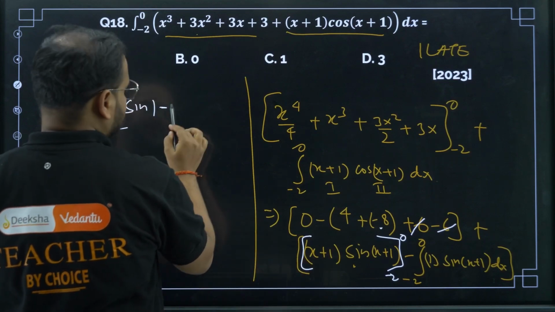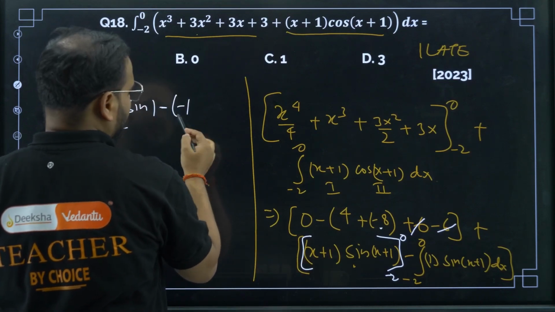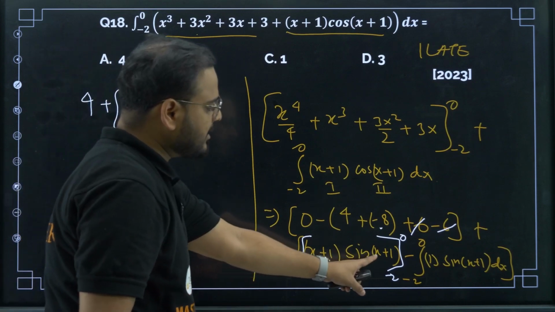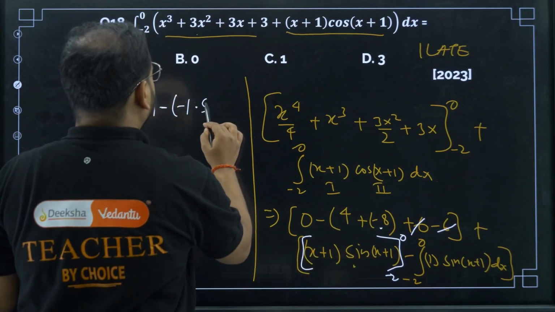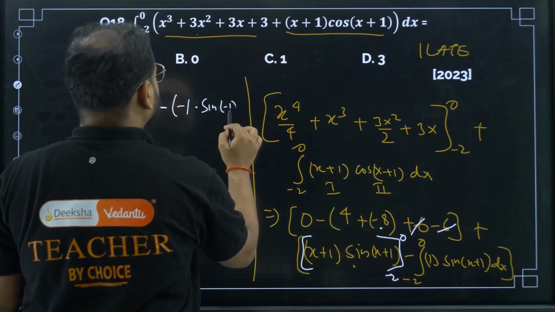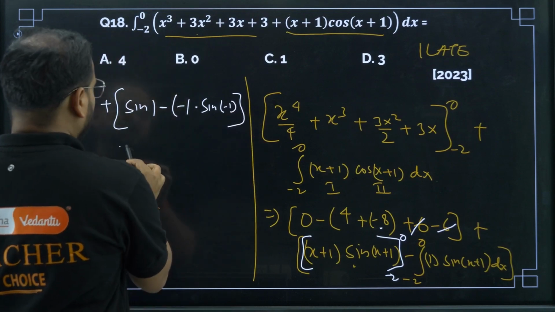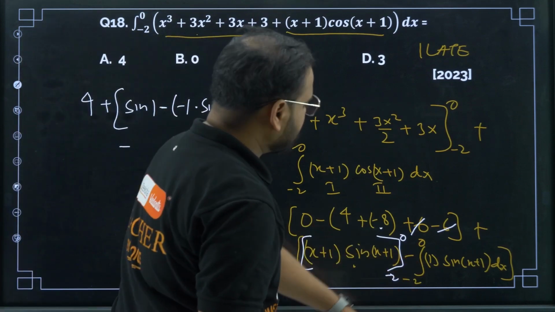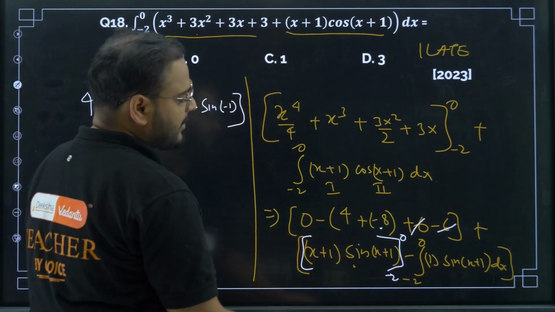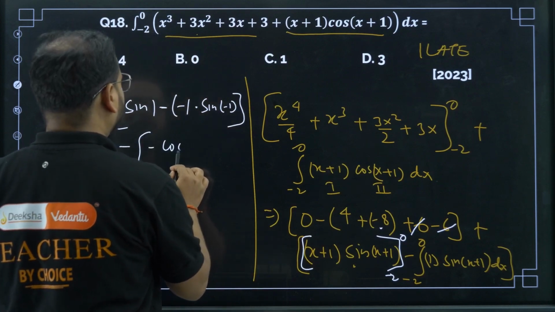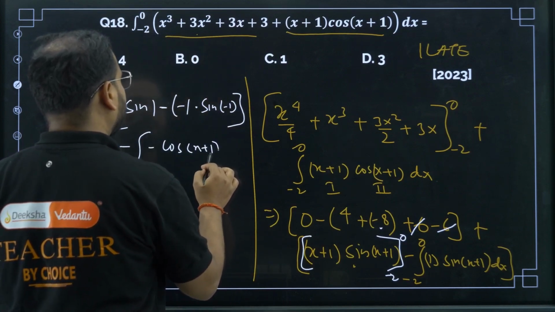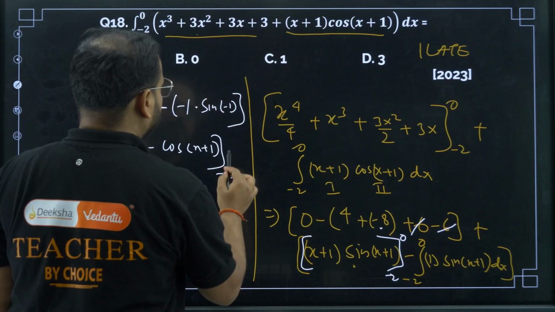So minus limit is there. Minus 1 times sine of minus 2 plus 1. Again sine of minus 1. Sine of minus 1. This part is done. Now I have the other part, the by parts part. What's the integration of sine of x plus 1? So minus cos of x plus 1 from where to where? From the same limit, minus 2 to 0.